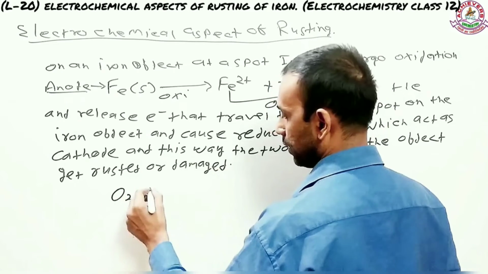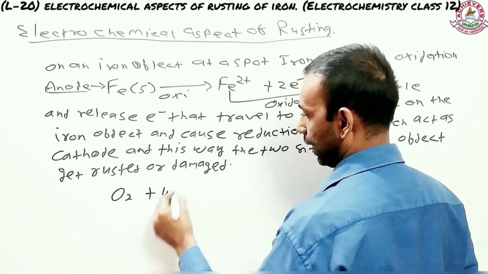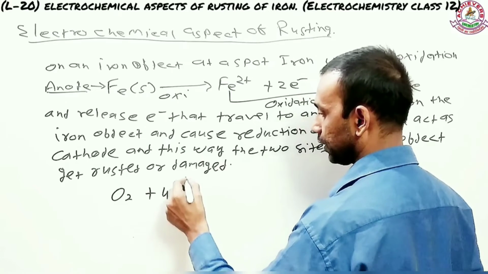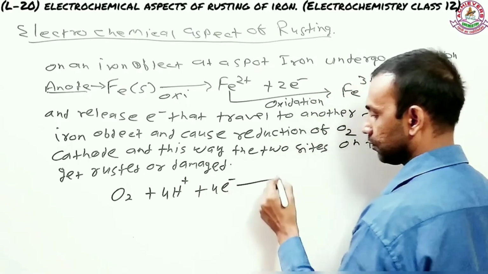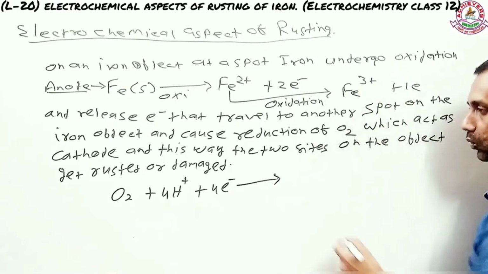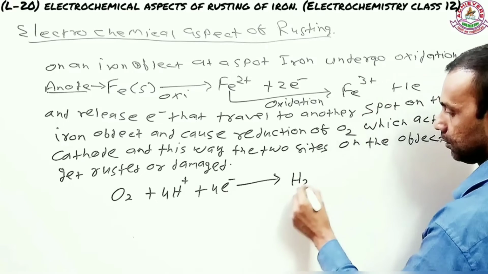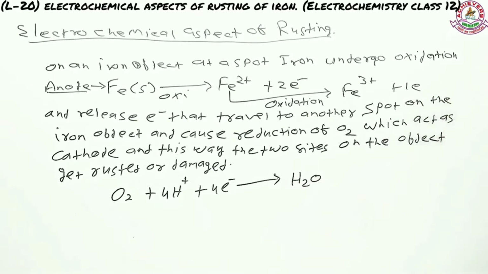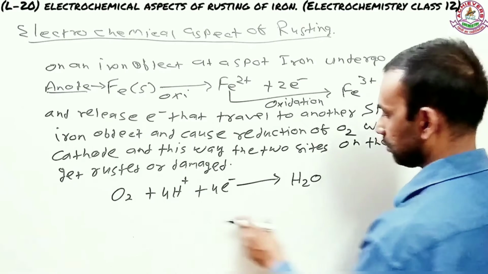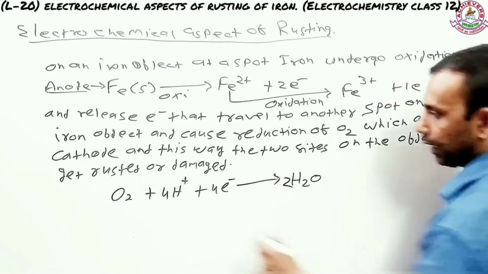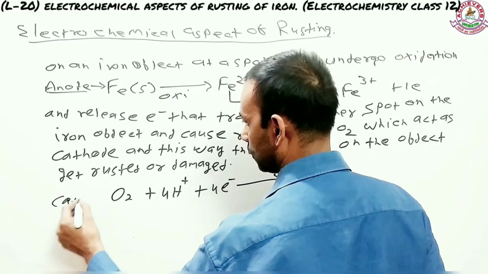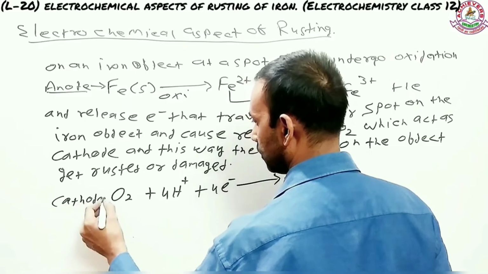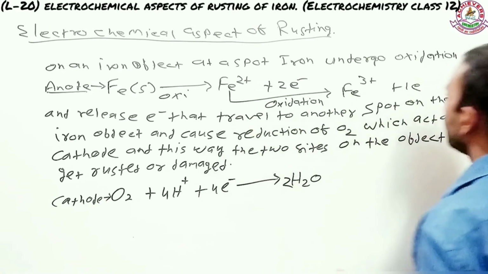Oxygen reacts with hydrogen ion. There's something important about the hydrogen ion, and it gains 4 electrons, and this actually produces water. This produces water. In case you need to balance it, let me do that. That's going to be 2 here. So if you can see, this is your cathode half reaction.